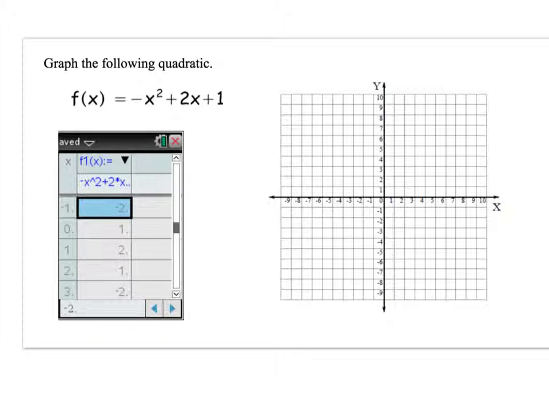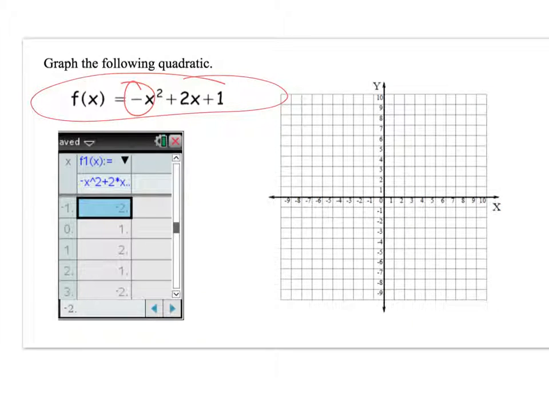Okay, here is this last quadratic, and we're again going to graph this together just to take a look at what the graphs look like. The only difference here now is that we have a negative x squared, and I'd like you to take a minute to think about what that does to the quadratic, to the parabola itself. If something is negative, what do you think that's going to do to the graph?